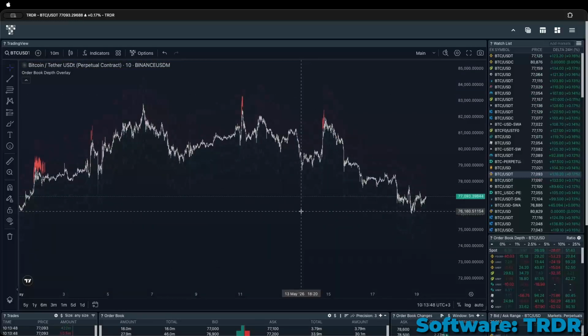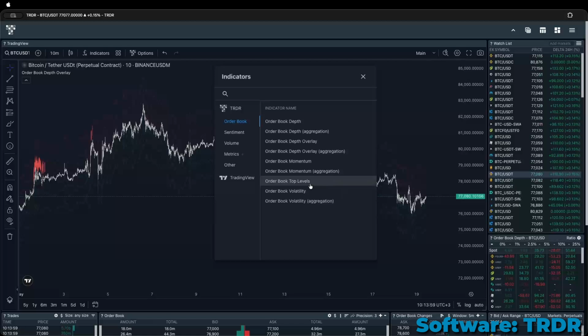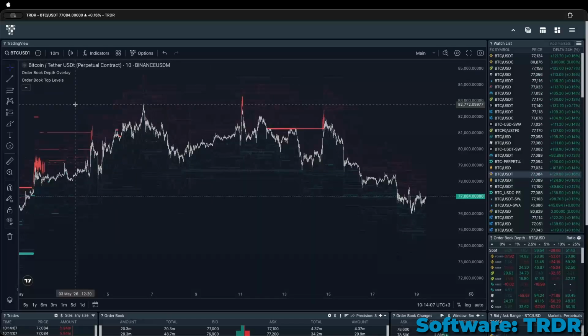Now moving on, allow me to introduce you to my second favorite indicator from TRDR, the top levels. Just by going to the indicators, order book and order book top levels, we just added the order book top levels indicator. What this indicator actually does is display on the chart the large resting limit orders that currently exist within the books.